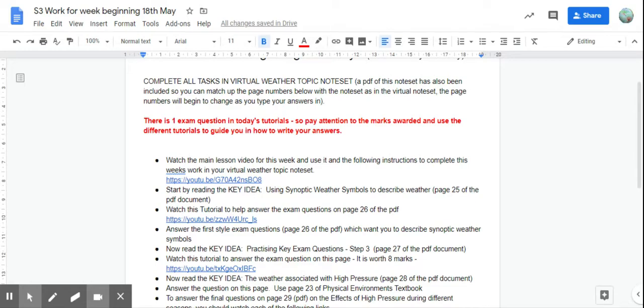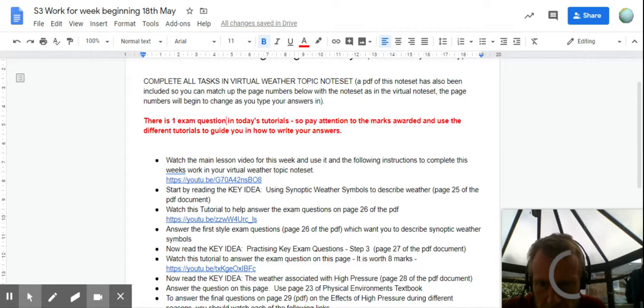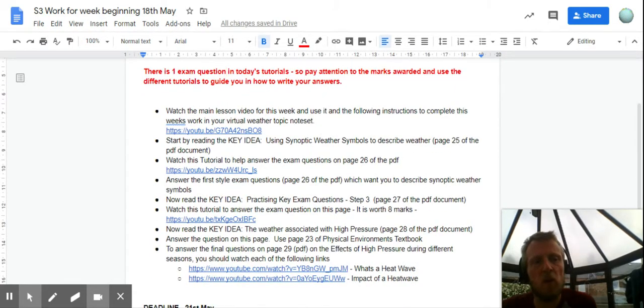So you're just telling me based on your knowledge of these synoptic weather symbols. So you need to watch that tutorial, 2 questions. So pretty straightforward. What you've then got to do is apply these to what I think is probably one of the hardest exam questions you're ever going to face. Okay, it's practicing a key exam question. I've got a full 10-minute tutorial that's going to talk you through how to do this question.